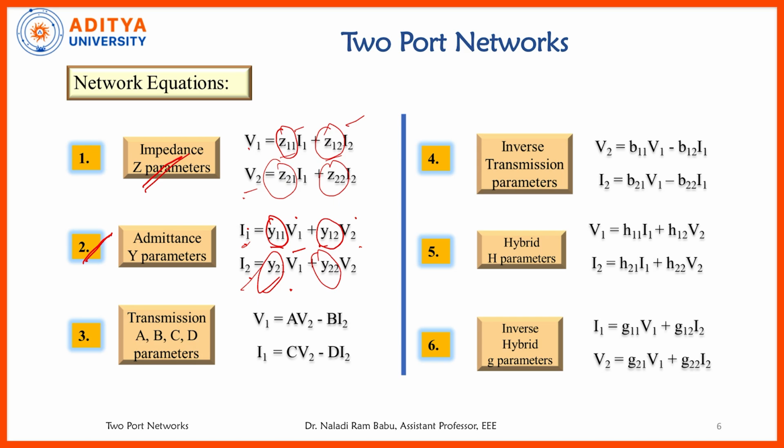Now coming to the third type of parameters, that is ABCD parameters or transmission line parameters. In transmission line parameters, the input parameters will be the input voltage and input current.